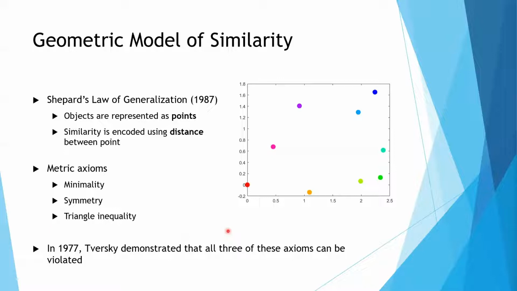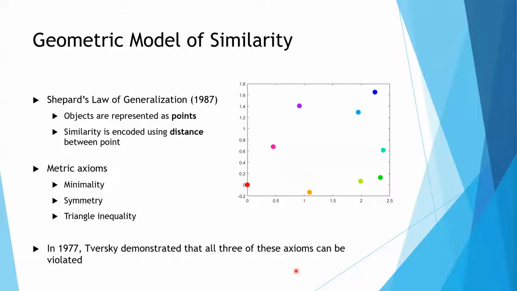First being minimality, so the distance between one point and itself must be 0 or minimum. Symmetry, the distance between red and orange must be the same as orange to red. And the triangle inequality, which simply states the distance between red and orange must be equal to or less than the distance between red and any other point in the space and orange and that same point, the sum of those two distances.